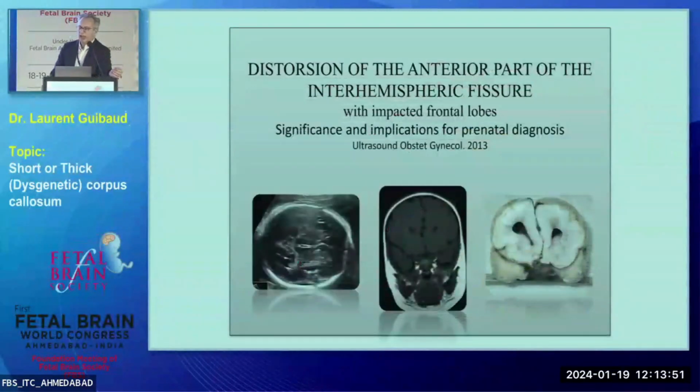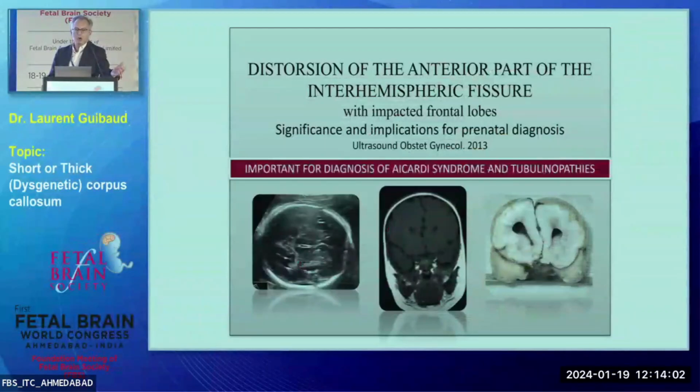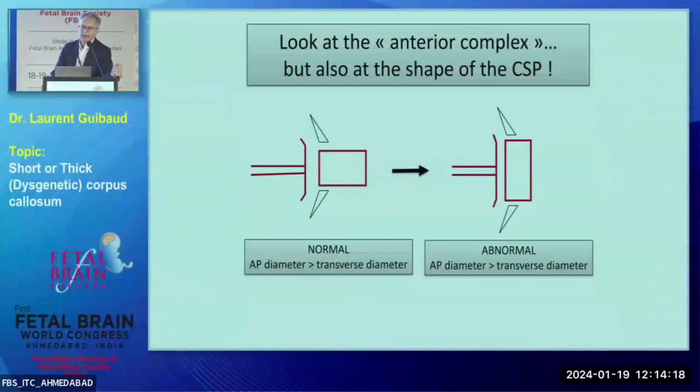Yes, it is. We have published a paper about distortion of the anterior part of the interhemispheric fissure and its significance and implication for prenatal diagnosis. Now we know that distortion is very important to diagnose Aicardi syndrome and tubulinopathies. This is very important, and we were not aware of it some years ago. If you look at the anterior complex, you also look at the CSP, and you have to look at the shape of the CSP. As was said yesterday, the anteroposterior diameter should be greater than the transverse diameter.